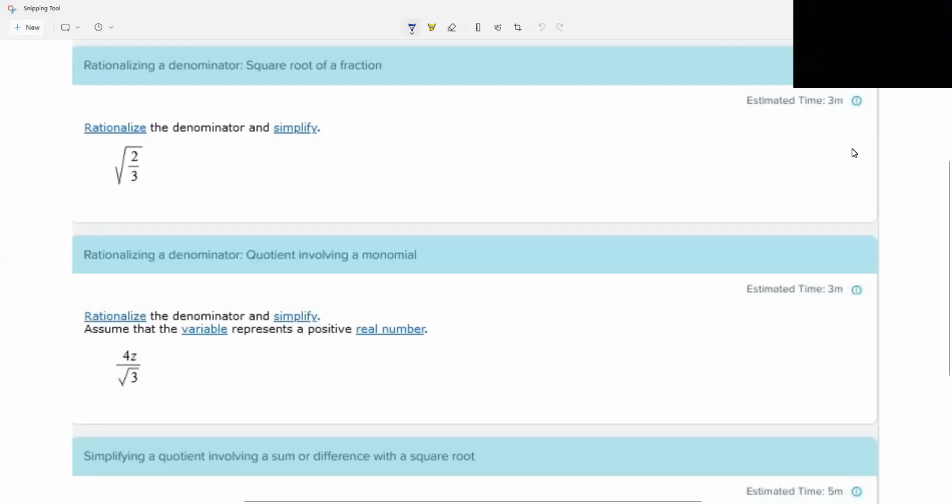Okay, so we're going to rationalize denominators. This isn't really that bad, especially when it's just square root stuff. I'm going to start on this one right here first.